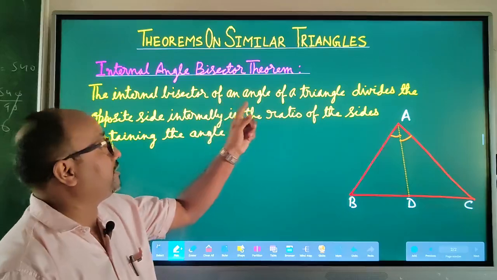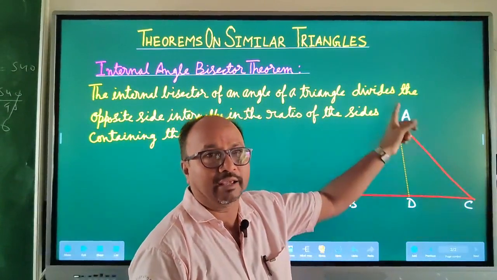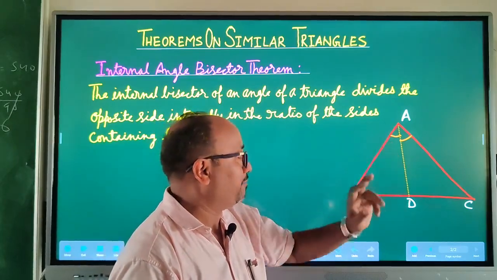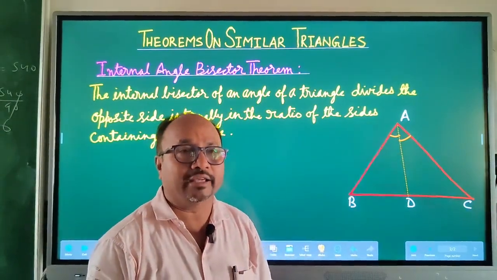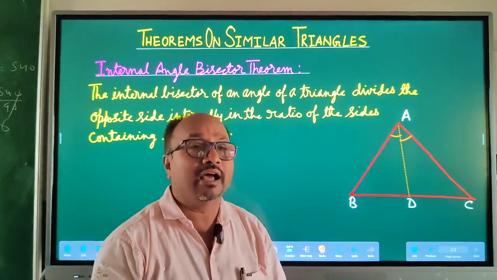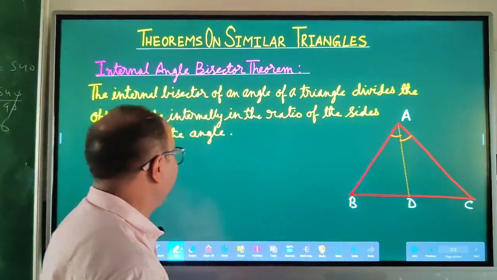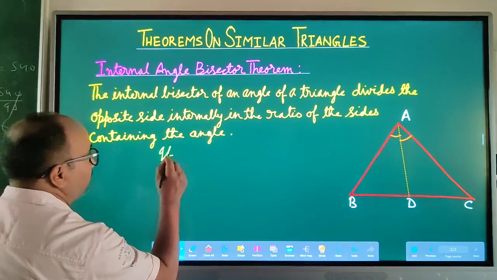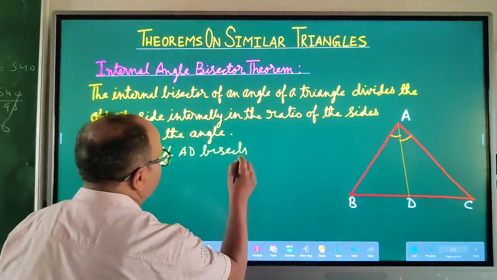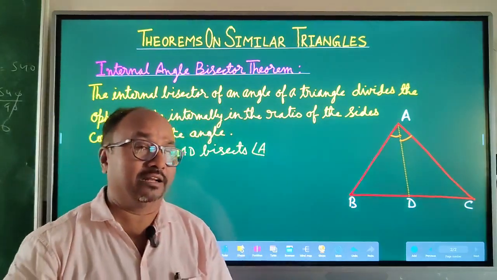It says the internal bisector of an angle of a triangle. In this triangle ABC, AD is the angle bisector. So it means angle BAD is equal to CAD. For this theorem to be applied, we need to have an internal angle bisector of any of the angles of a triangle. So based on this, I will write here, if AD bisects angle A. So I need to get an angle bisector first.